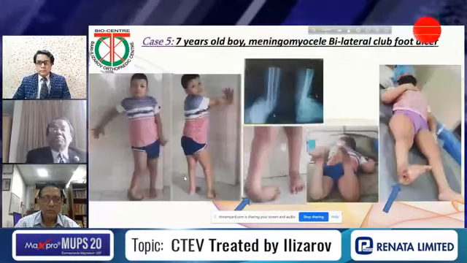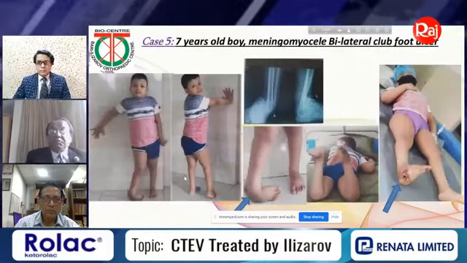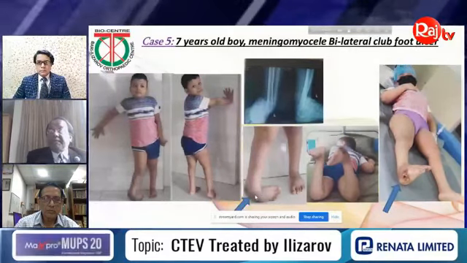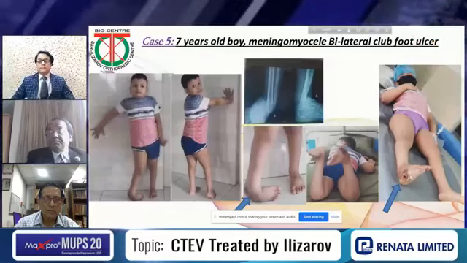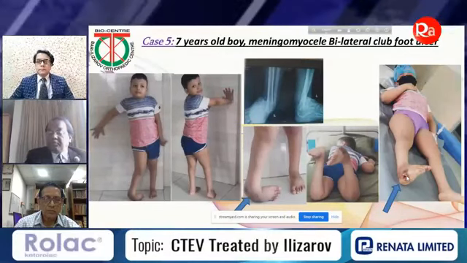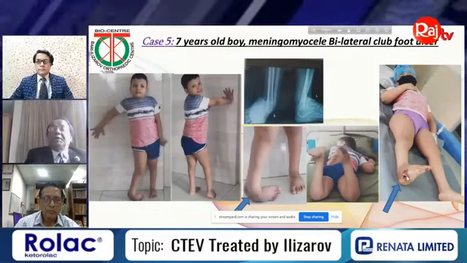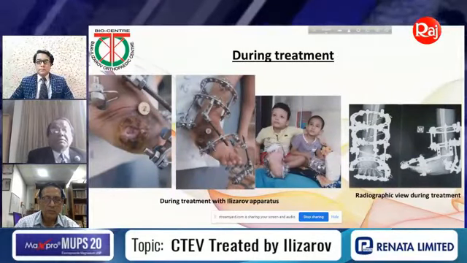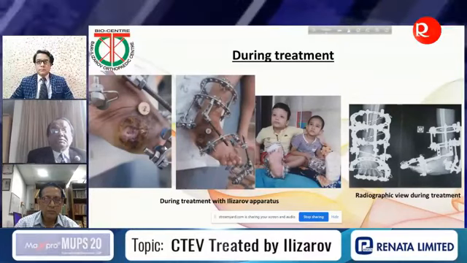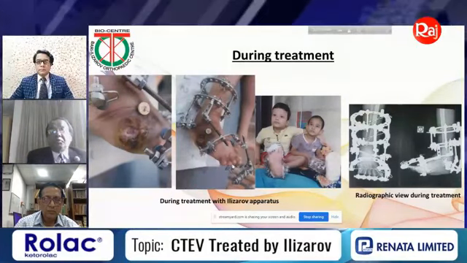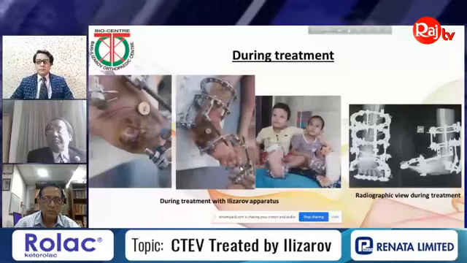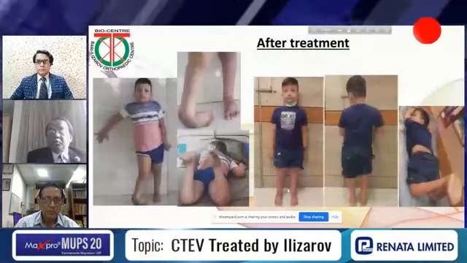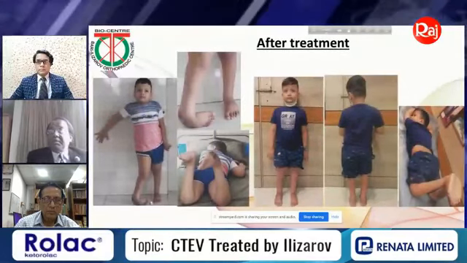Next, you can see meningomyocele, bilateral club foot with a big ulcer here on the left side, and on the right side. See, this is the ulcer. If you cut this one, go for PMR, you'll get a lot of problems. Now, gradually you're correcting, and then you can see, put the wires here, and radiographic view here, then you can see the ulcer is healed. There was an ulcer here.